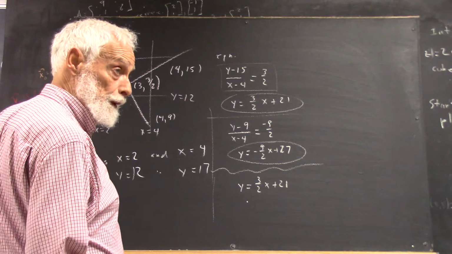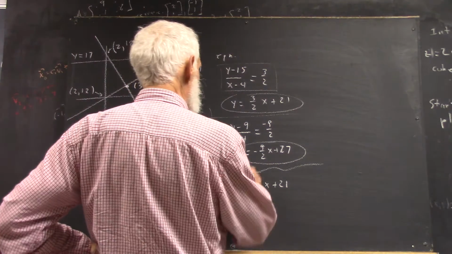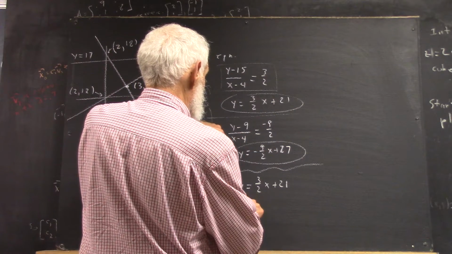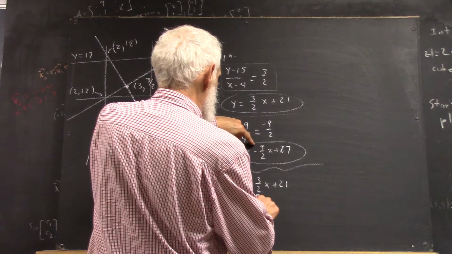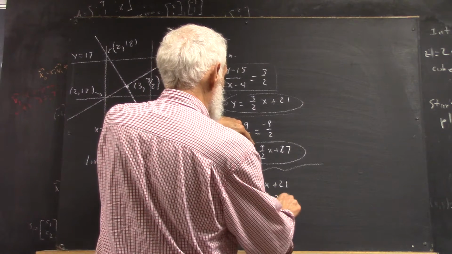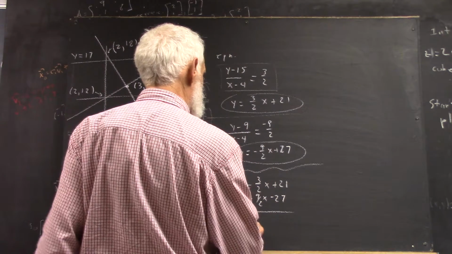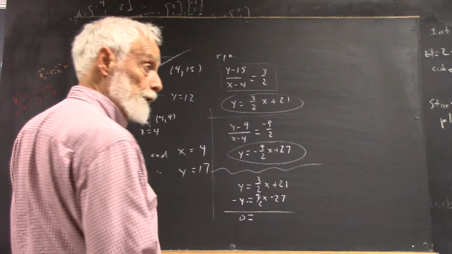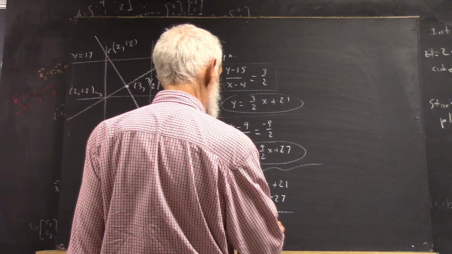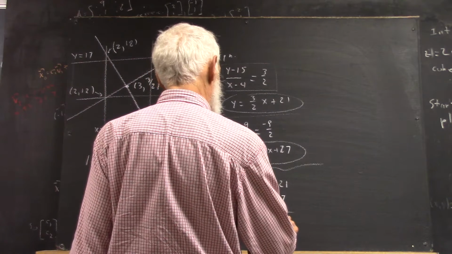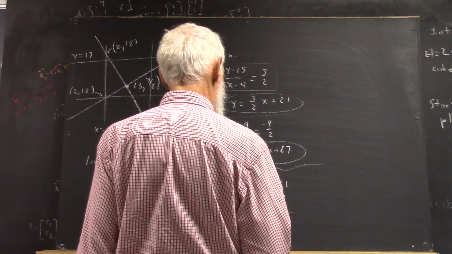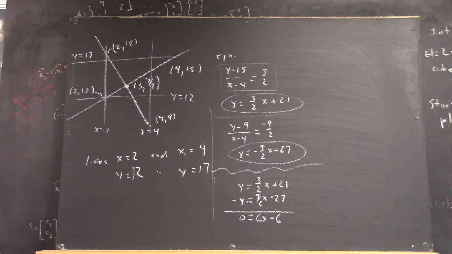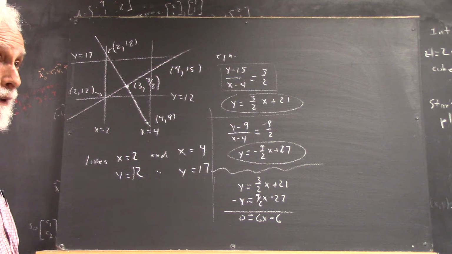Write this one down, right? Then I'm going to write this one down, but I'm going to change all the signs. So I get -y equals plus 9/2 x minus 27. And I get 0 equals, well, 3/2 and 9/2 is 12/2, that's 6. And that's -6. And that's ridiculous. Something's wrong. It's supposed to be just a 9.